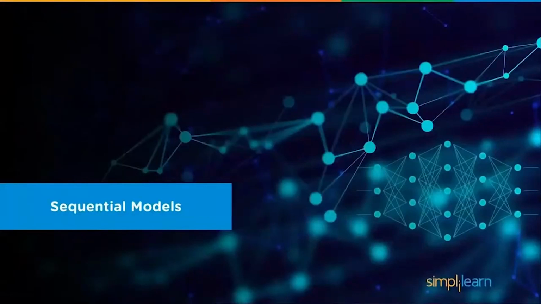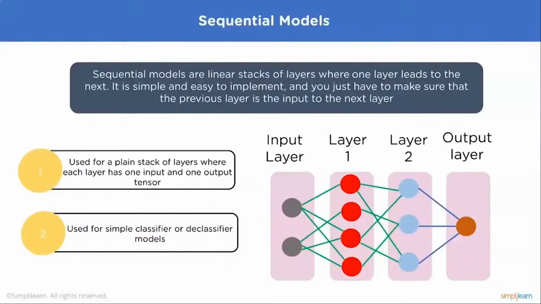So sequential models. What makes this a sequential model? Sequential models are linear stacks of layers where one layer leads to the next. It is simple and easy to implement, and you just have to make sure that the previous layer is the input to the next layer. It's used for a plain stack of layers where each layer has one input and one output tensor, and this is what TensorFlow is named after. Each one of these layers is like a tensor. Each node is a tensor, and then the layer is also considered a tensor of values.